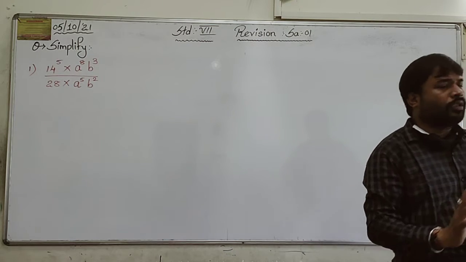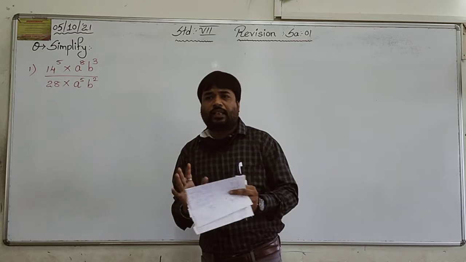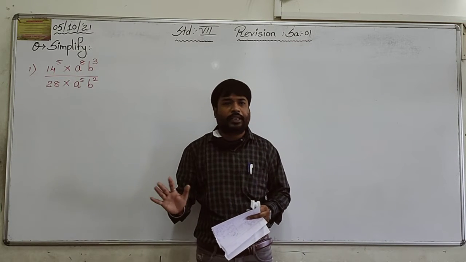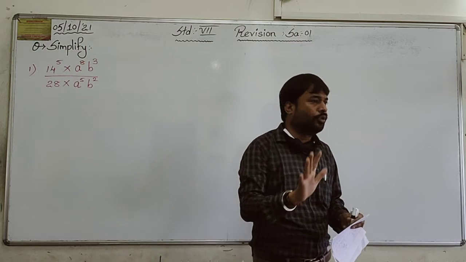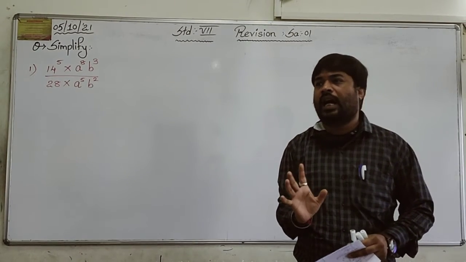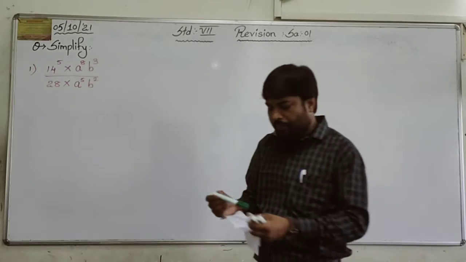So try to search for something common. Can you see something common? Right now I do not see anything common in the numerator as well as in the denominator. But there are one or two numbers that are composite. So first we have to convert them into primes.